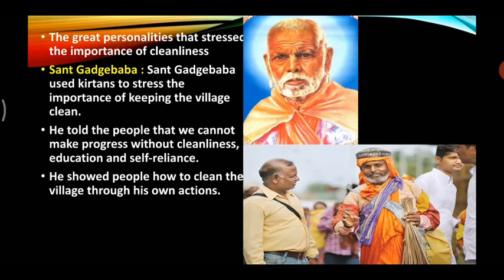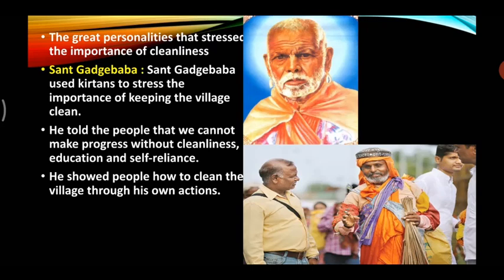So he told the people that we cannot make progress without cleanliness, education, and self-reliance. We should have cleanliness. Then only we can make progress. Then education, that is knowledge, and self-reliance. Should we be dependent on anyone? No, we should not depend on anyone. So what he said, we should not depend on anyone. We should do our things on our own. We should be dependent only on ourselves.